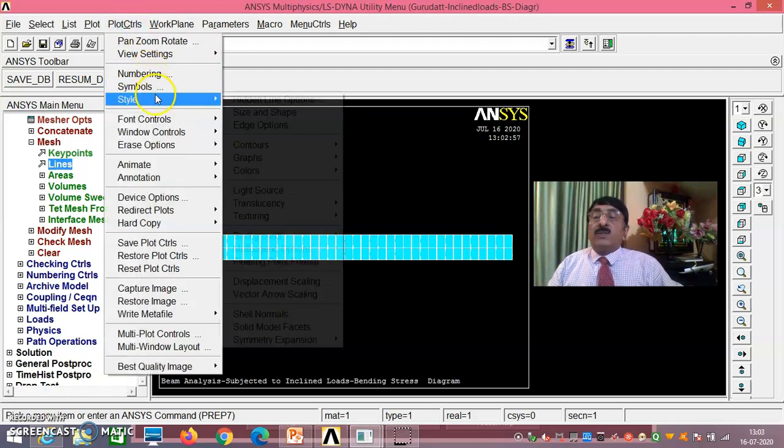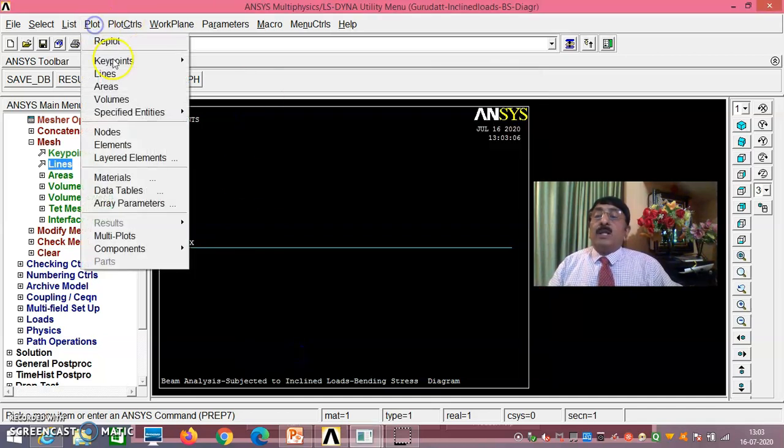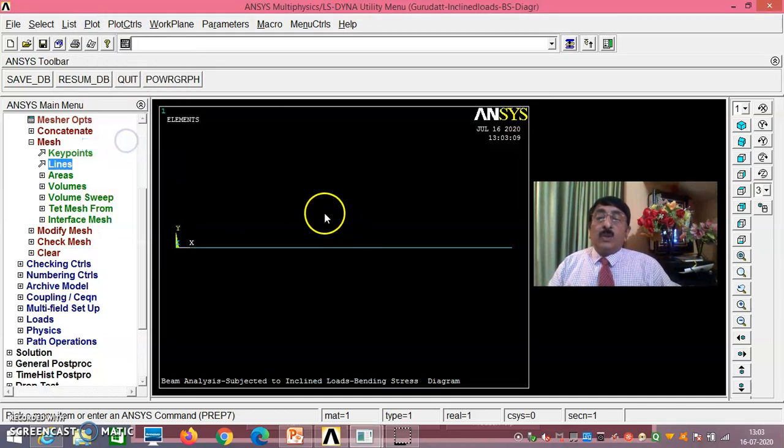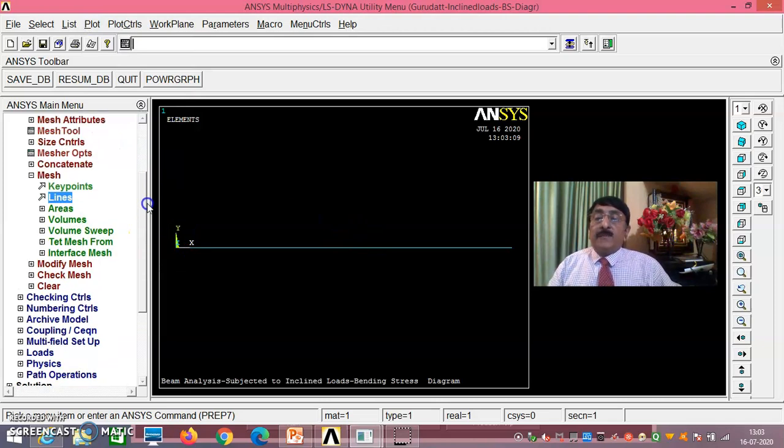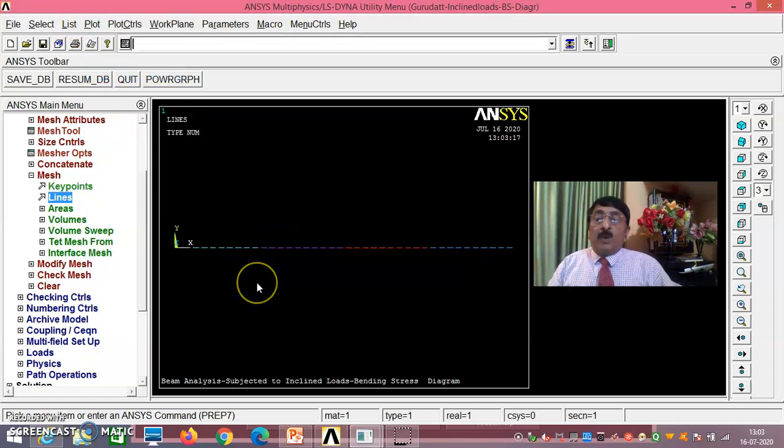Now plot controls, style, size and shape. I'll just say off, and say okay. Then plot elements, I'll just do this. Now you see here carefully. Now I'll do plot lines. Plot lines I'll do.